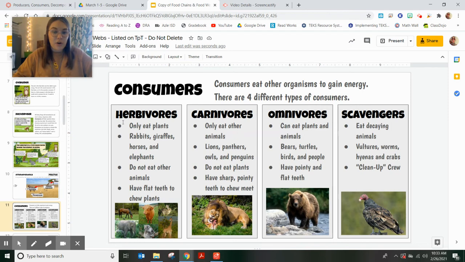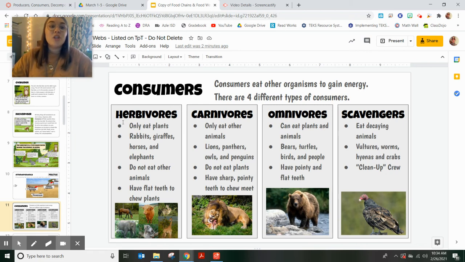Then we have carnivores, and they only eat other animals. So they don't eat plants at all ever. They only eat the other animals. So those are like lions, panthers, owls, actually, and penguins. They don't eat plants, and they have sharp, pointy teeth to chew meat. So these carnivores are more than likely our secondary consumers because they will eat our herbivores, our primary consumers.